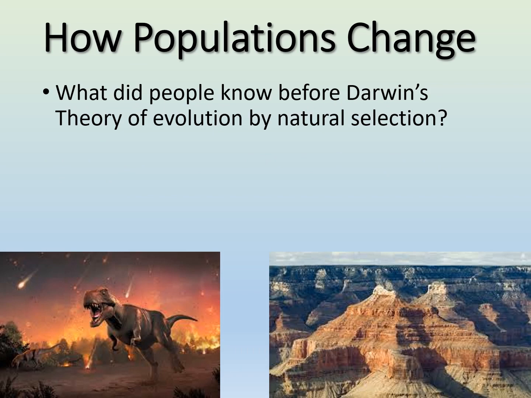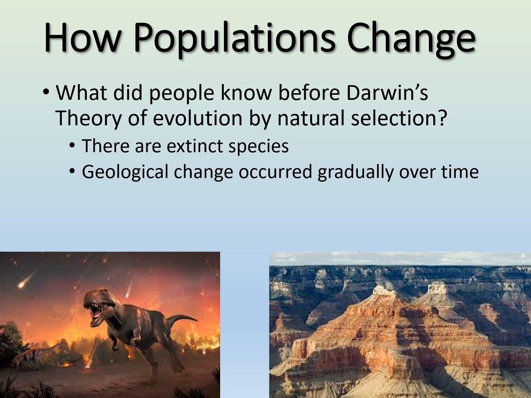So what did people know or believe before Darwin's theory of evolution by natural selection? Natural selection is one of our mechanisms of evolution. But what did everybody believe before he wrote his book and before everyone understood his theory? Well, they knew that there were extinct species, right? They had been finding fossils of dinosaurs and species that no longer existed. And they knew that geological change occurred gradually over time, because they knew that mountains and valleys and things like that were changing gradually over time. So they knew that the world was changing.